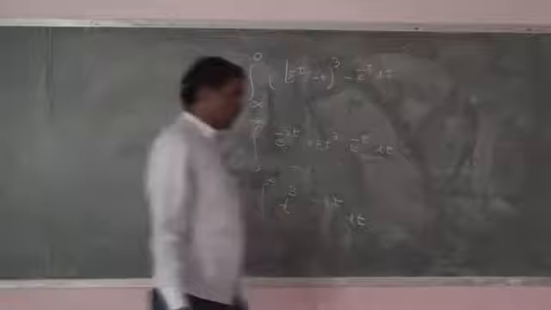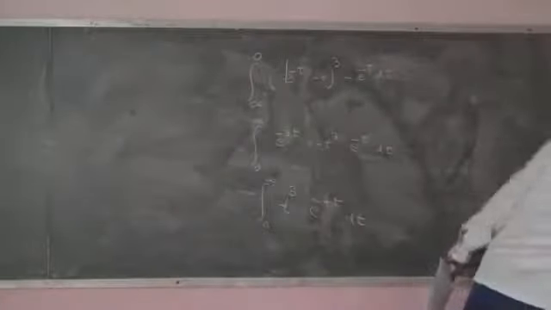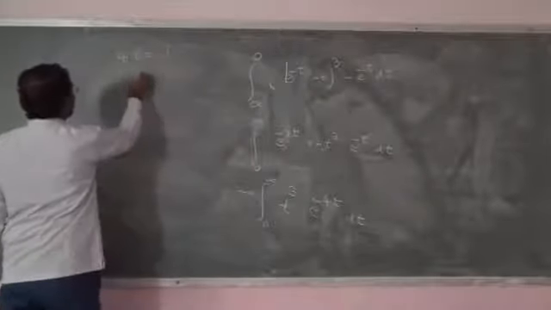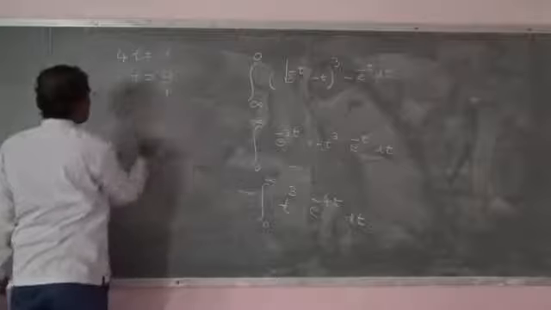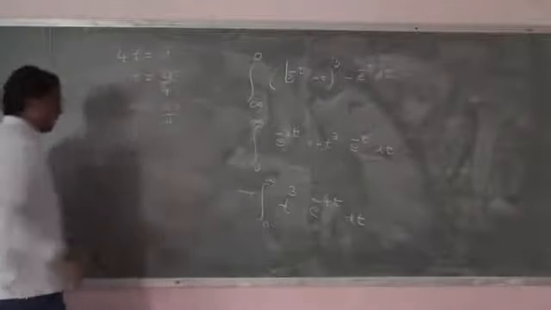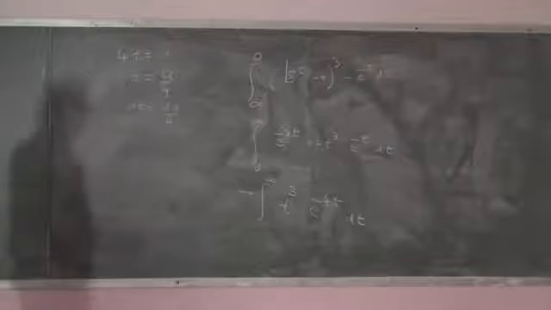We have to go for another substitution. Another substitution is 4t equal to u, so t is equal to u by 4, and dt is equal to du by 4. The limits remain the same, that is 0 to infinity. This means the type 2 problem is converted into a type 1 problem.